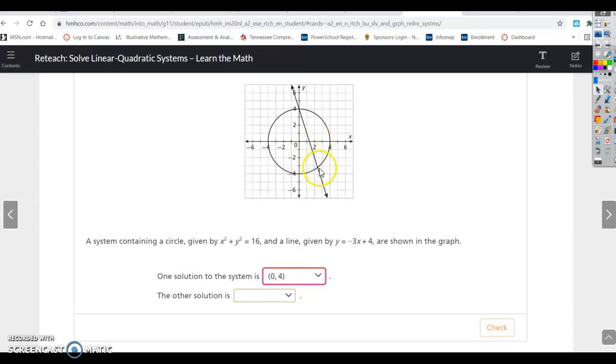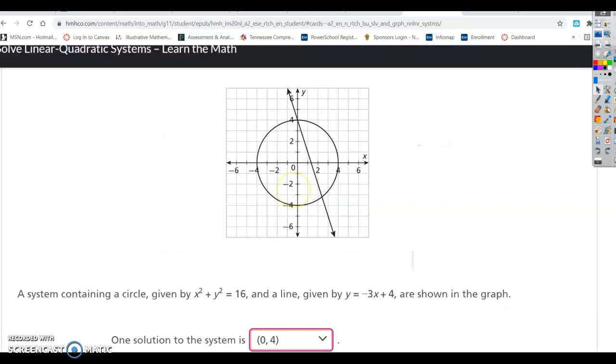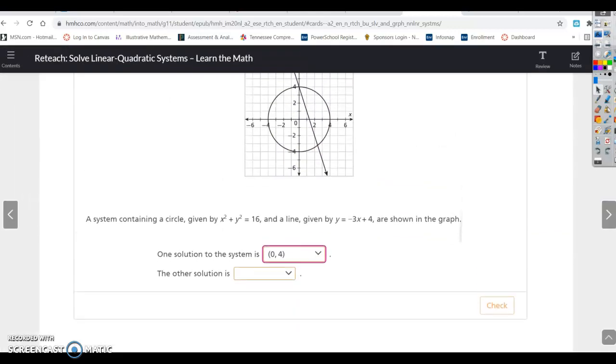And this point here is not an exact point. So you can see that it's not on an exact point. When it's like that, sometimes I like to blow it up and look at it in a little more detail. It's going to be just past 2. So it's going to be 2 point something, and it's going to be just below negative 3. So let's see what our choices are.